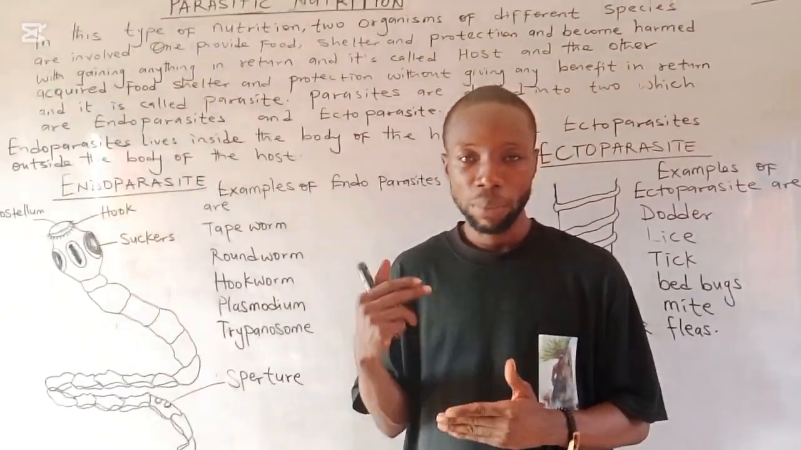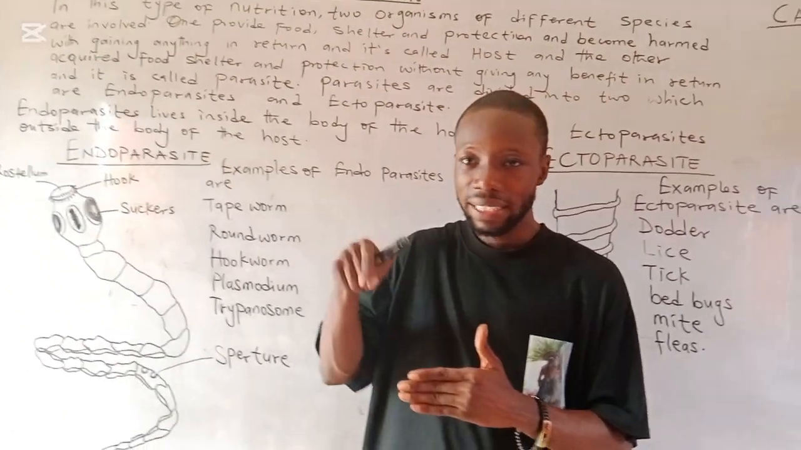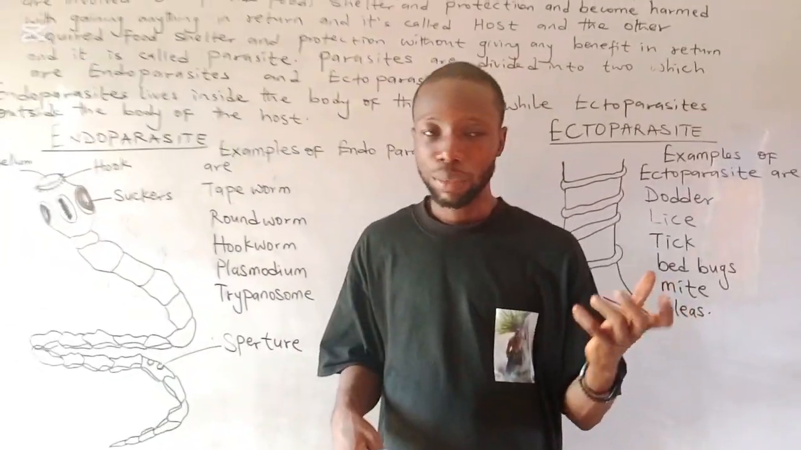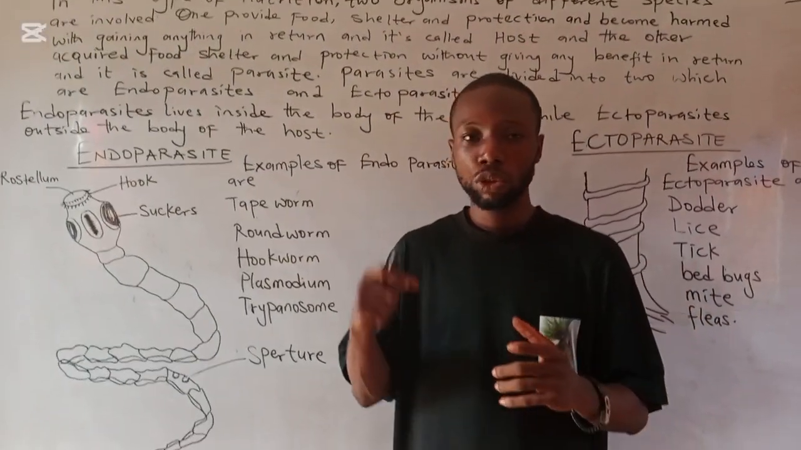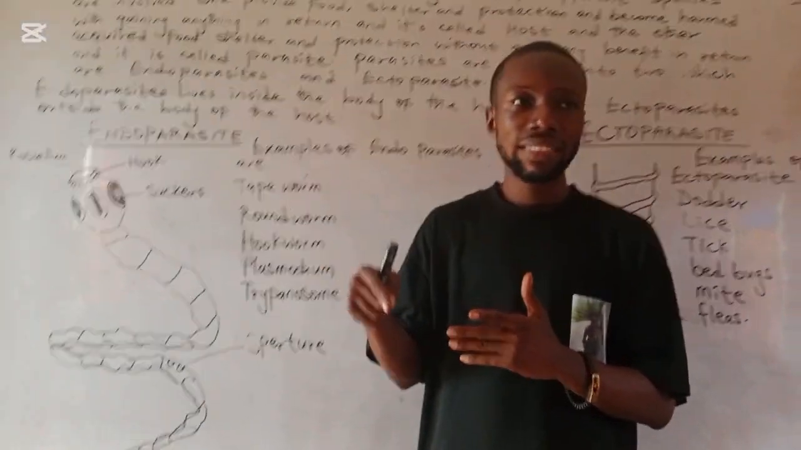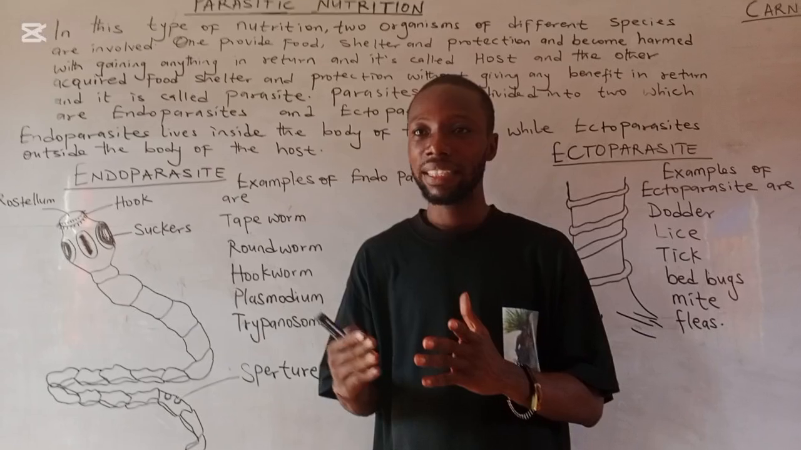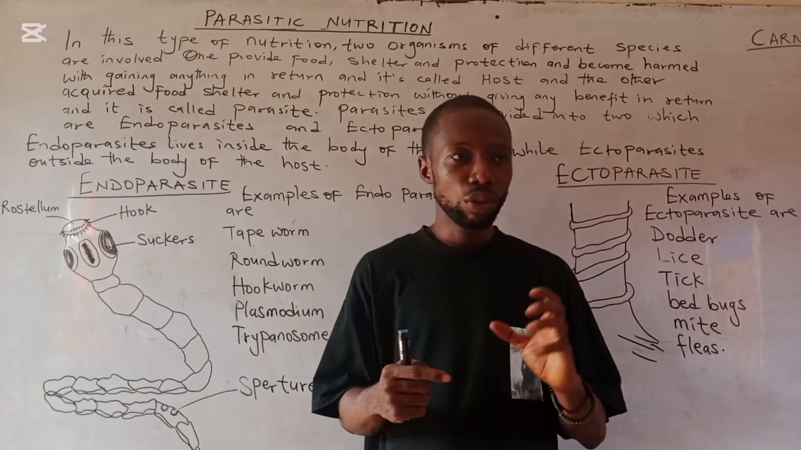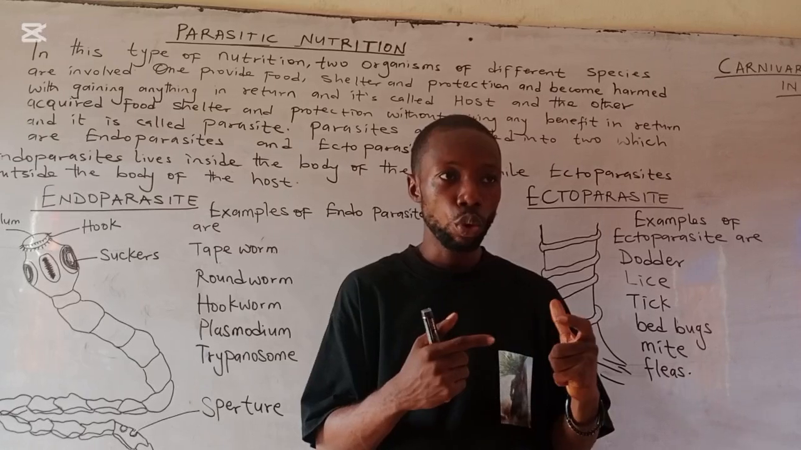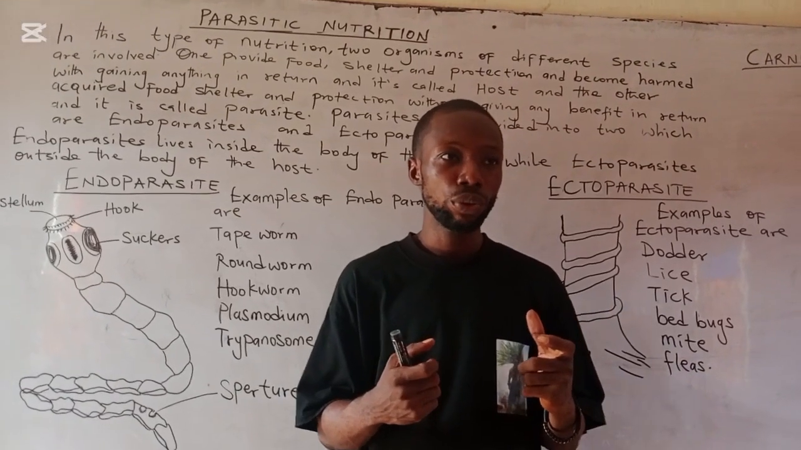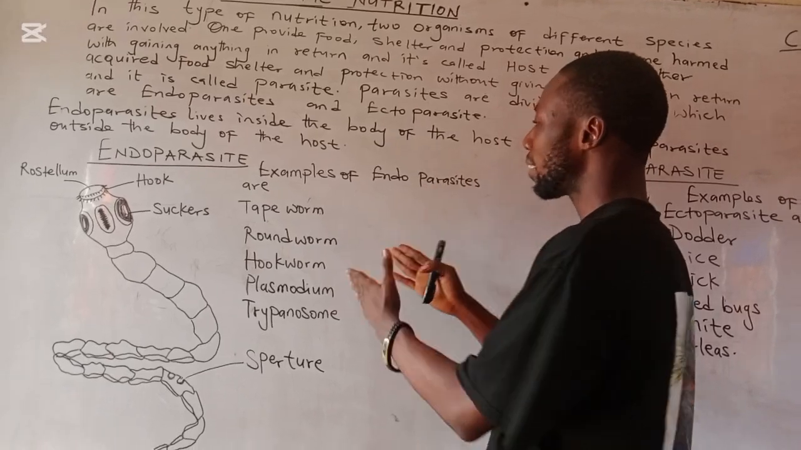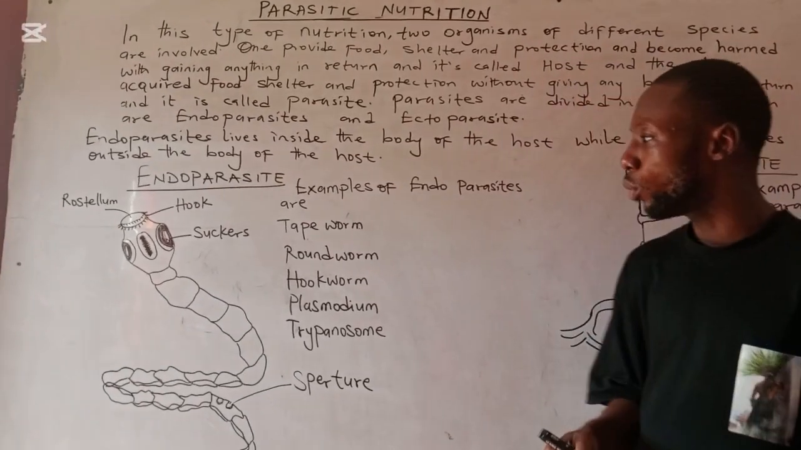On this note, parasites are divided into two. Some parasites live inside the body of the host, and some live outside the body of the host. Those that live inside the body of the host are known as endoparasites, and those that live outside the body of the host are known as ectoparasites. Is that good?